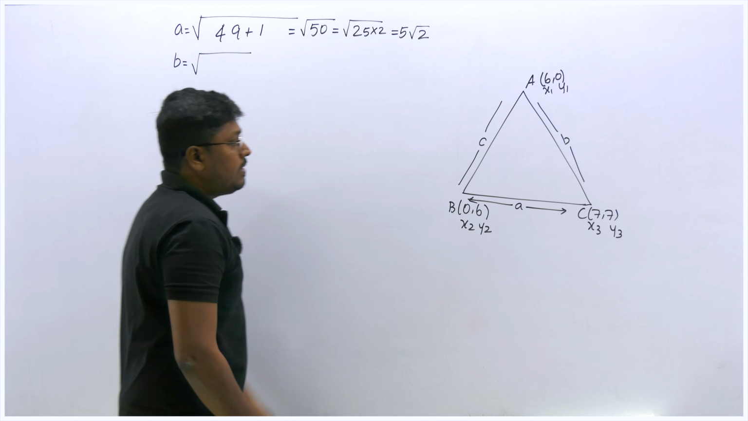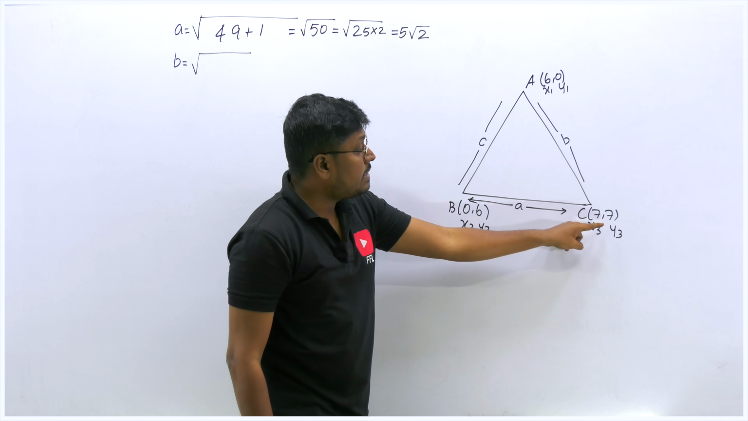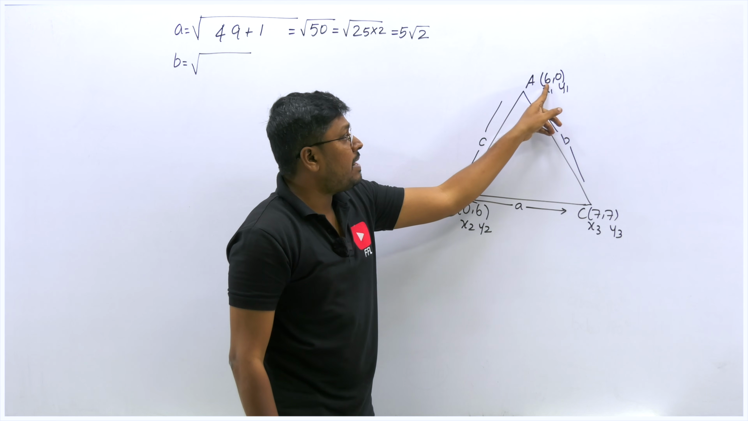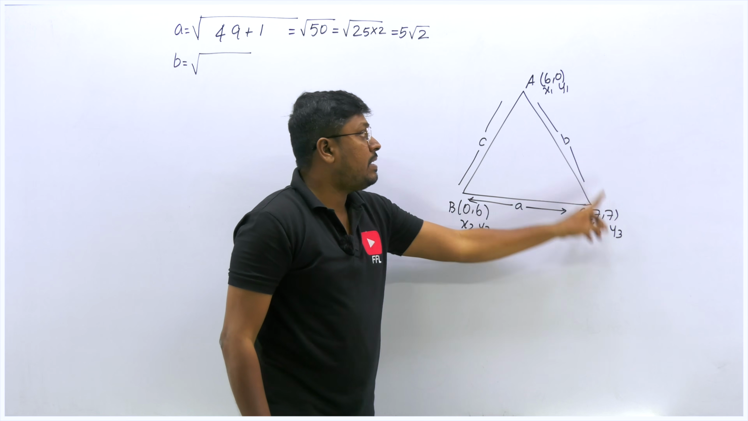Similarly b. This line b lies on A and C vertices. So C to A. 7 minus 6 will be 1. 1 square will be 1. 7 minus 0.